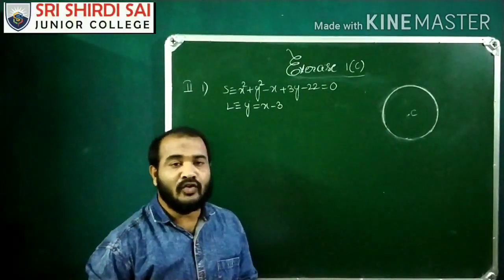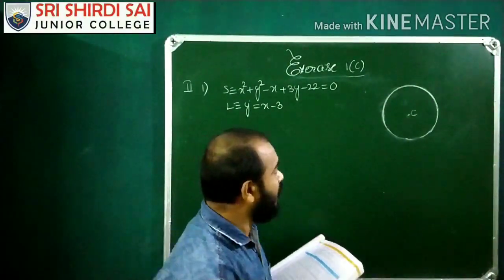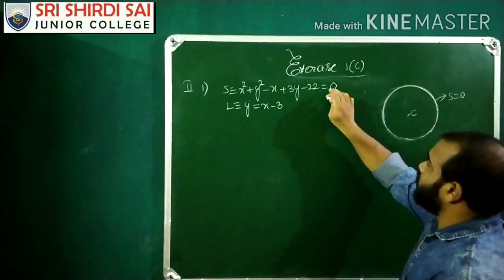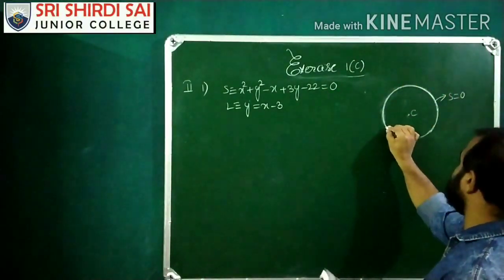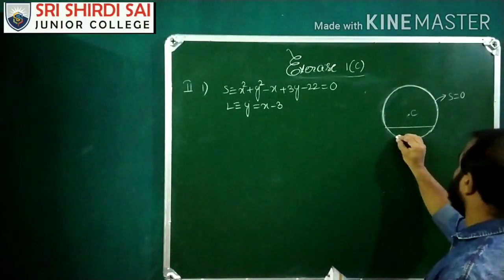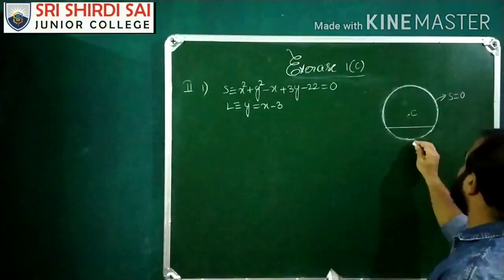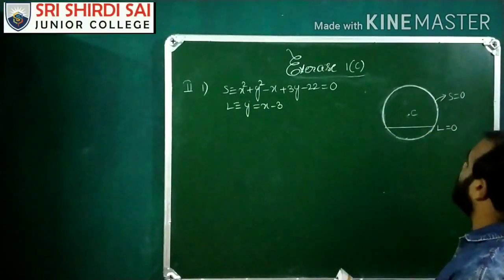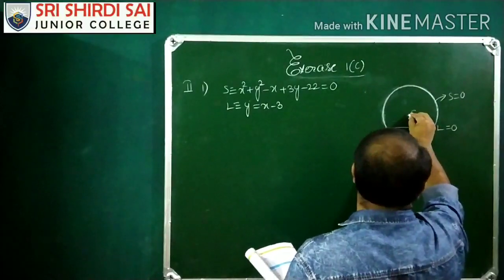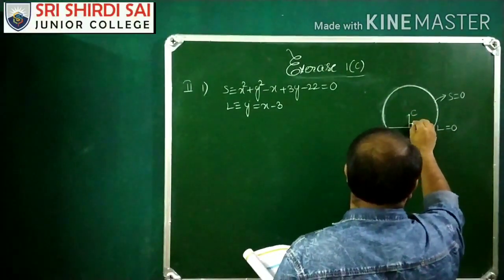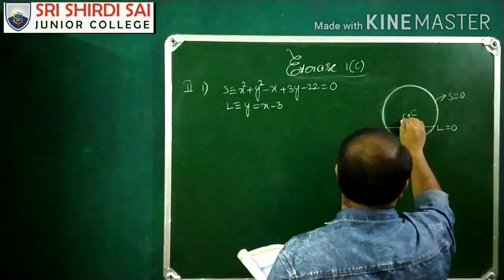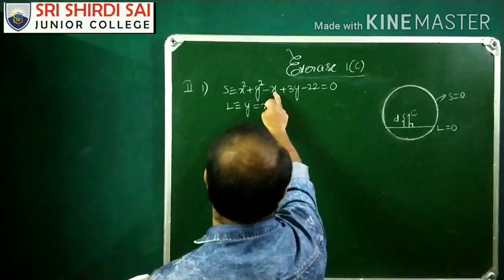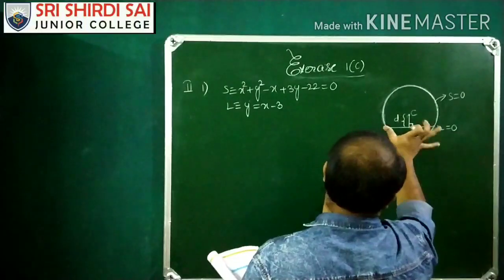Find the length of the chord intercepted by the circle. For example, this is the circle S equals 0. Let us suppose that this is the line, L equals 0. So if I drop a perpendicular here, this is my d. What is d? The perpendicular distance from the center of the circle to this line.